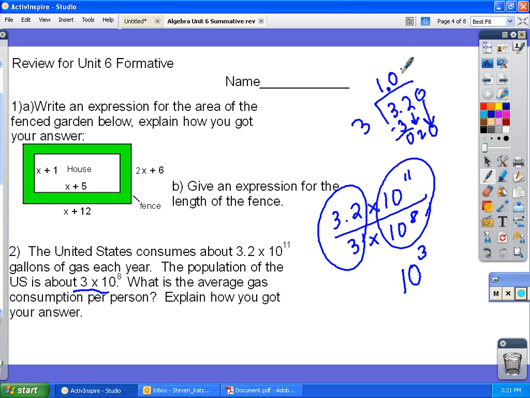about 1.06 times 10 to the third. So that would be the scientific notation answer, and if I move it over 3 spots, I get 1,060 per person, gallons of gas per person.